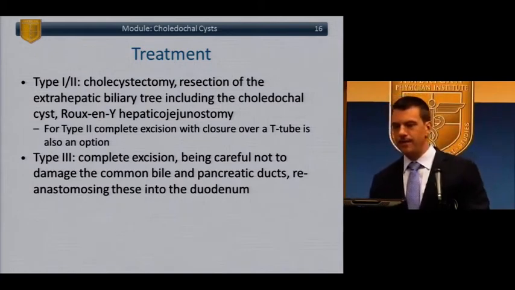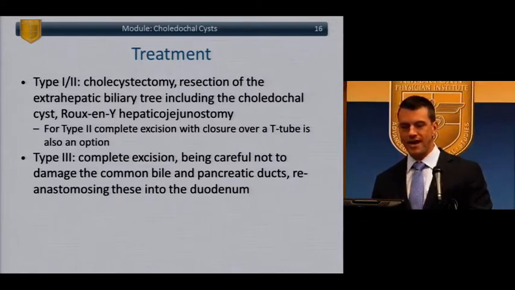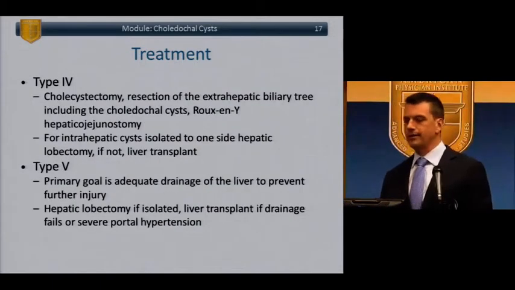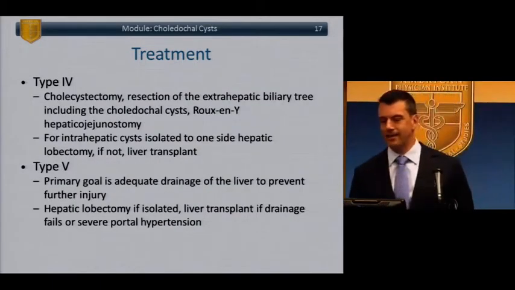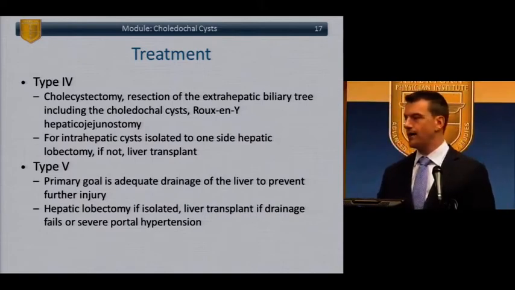Type 3, you need to do complete excision, being careful not to damage the bile duct and pancreatic duct, and then a reanastomosis of each of these must be completed into the duodenum. Type 4, again, cholecystectomy, resection of the extrahepatic biliary tree, and then a Roux-en-Y hepaticojejunostomy. For intrahepatic cysts on one side, you can do a lobectomy. If not, liver transplant may become necessary.